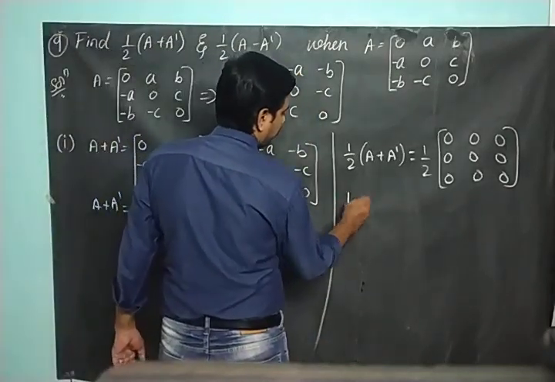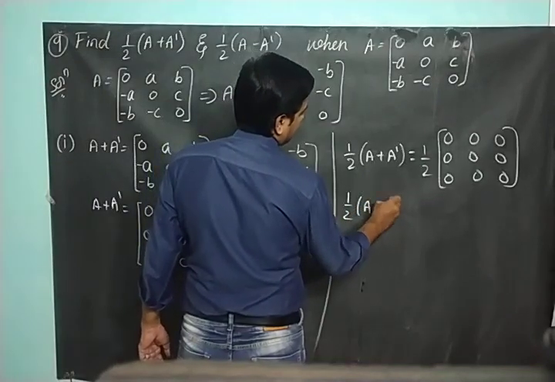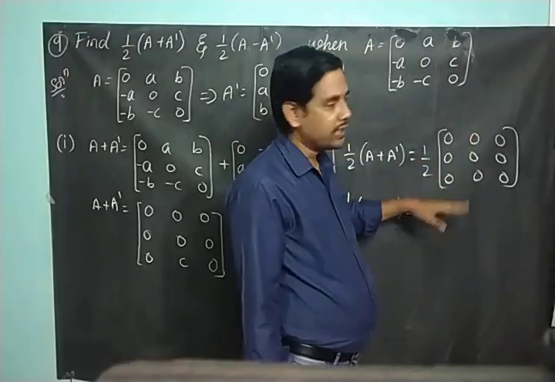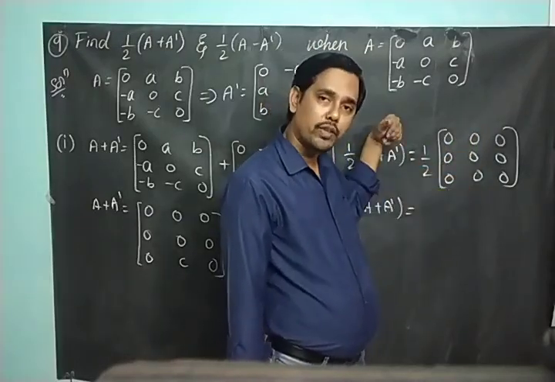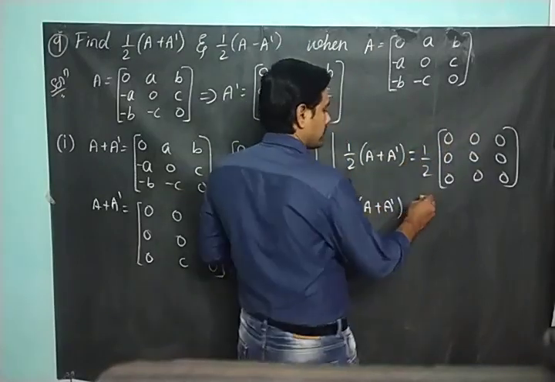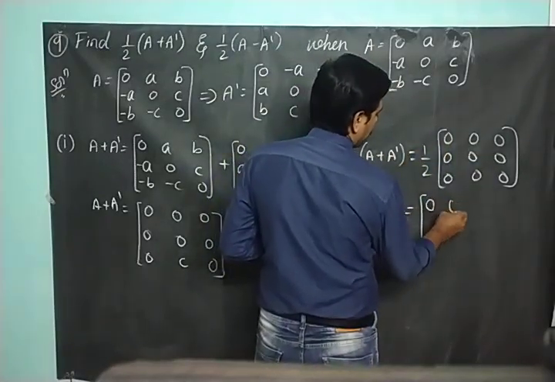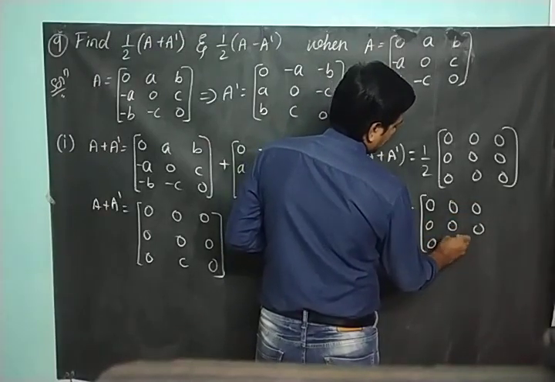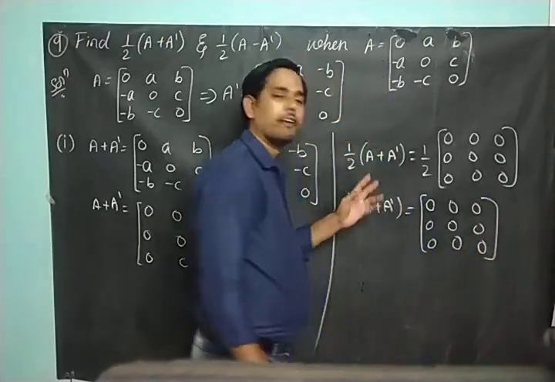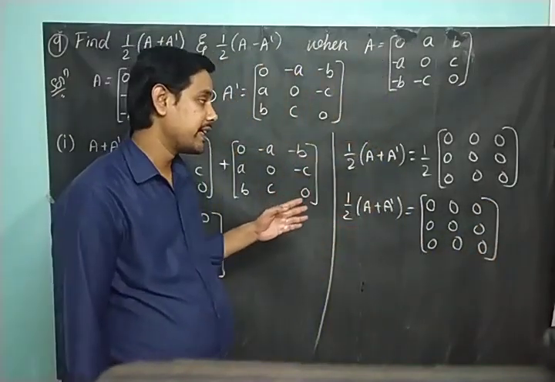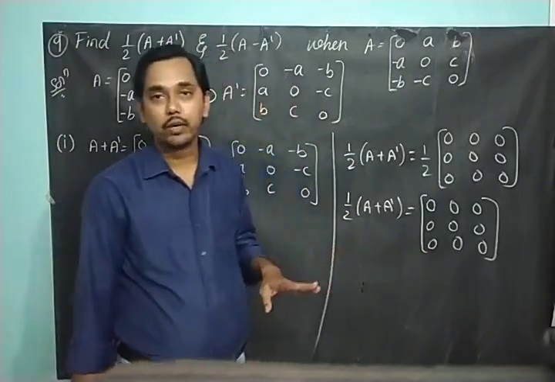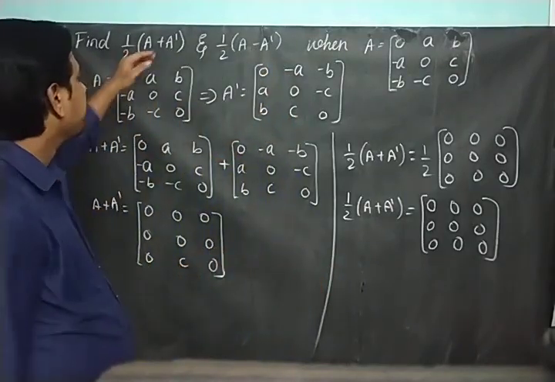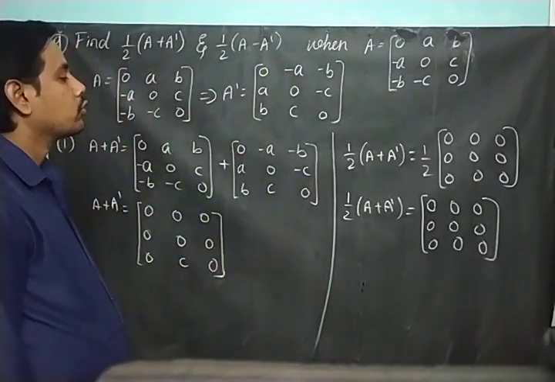So half of A plus A dash will be equal to half taken inside, and it gets multiplied with each and every element. Each and every element here is 0, and 0 multiplied by anything will be 0. So this will be all zeros. 0 multiplied by half is always 0. Right? So this is what we needed from the first one, half of A plus A dash.